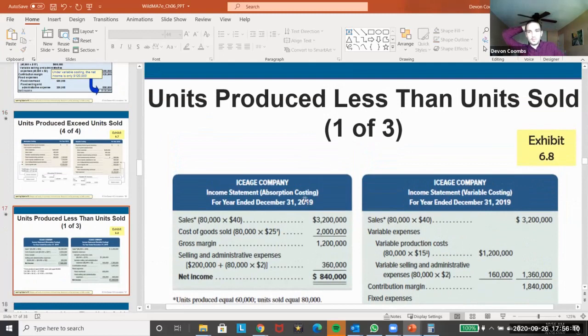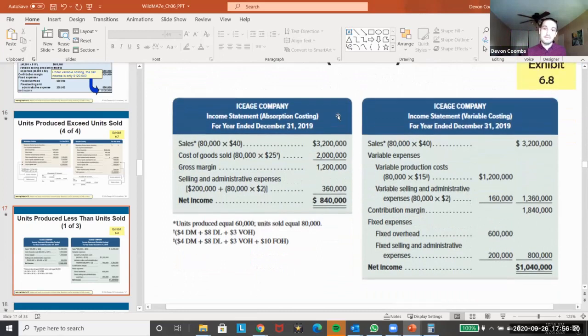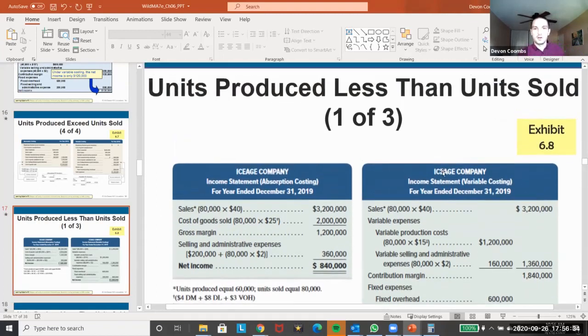And why is that? It's all because of the fixed overhead allocation. Because if we produce fewer units than units sold, we're not going to be allocating that overhead to this period. And so because that overhead's in our cost of sales, there's going to be less costs associated in our absorption costing than in our variable costing. And that's where this distortion comes from.